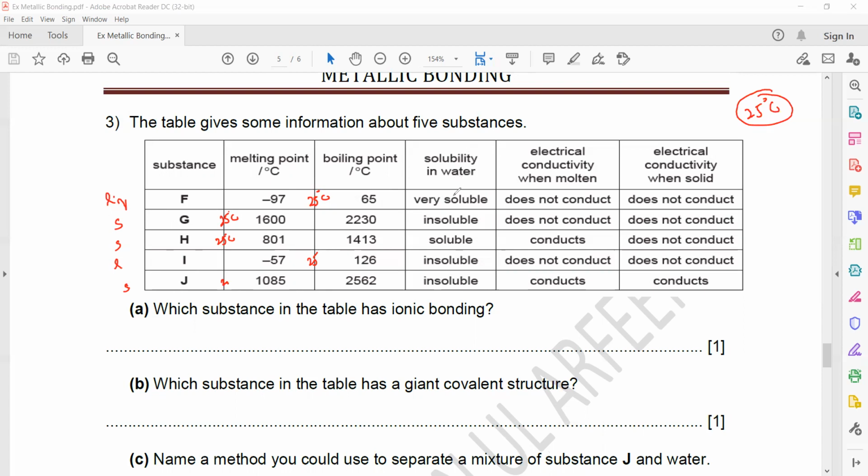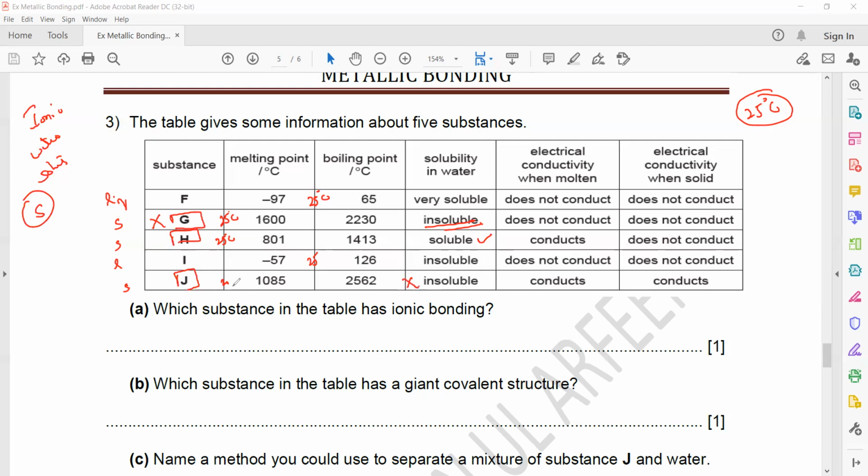Solubility in water. What are the properties of ionic compounds? Ionic compounds are water soluble, and ionic compounds are solid at room temperature. So first the substance should be solid. Which substance could be ionic? It can be G, H, or J. This is the first possibility. Then the substance should be soluble in water, so it cannot be G, because G is insoluble. When you check H, it is soluble, and J is not soluble.